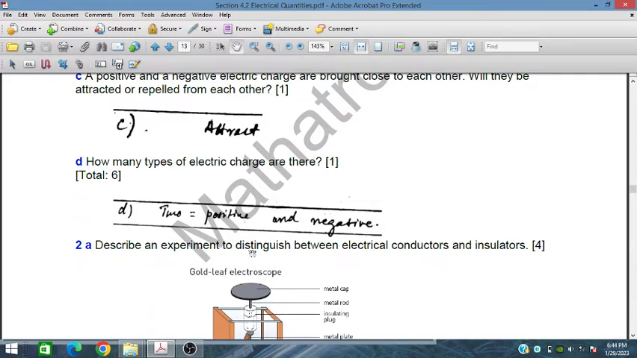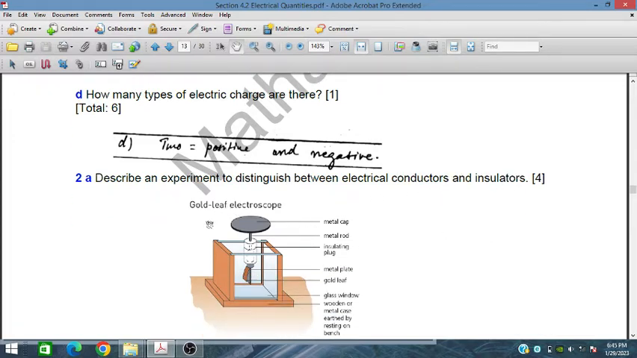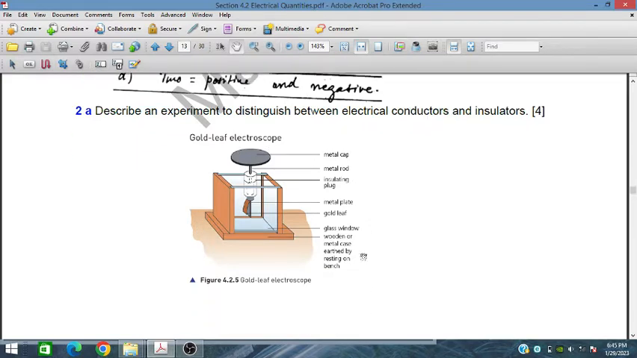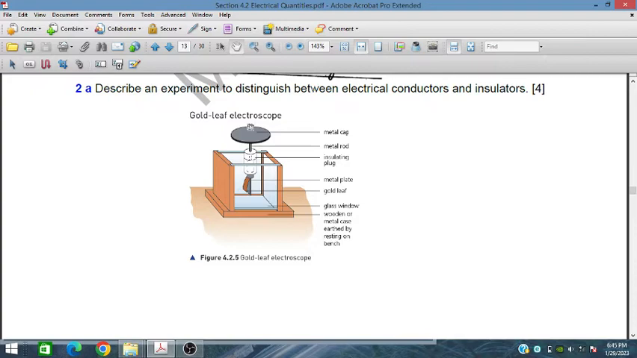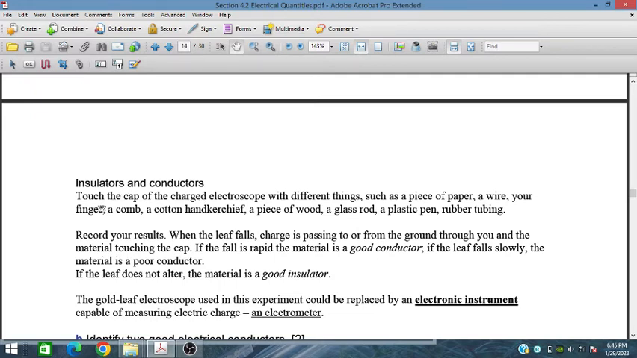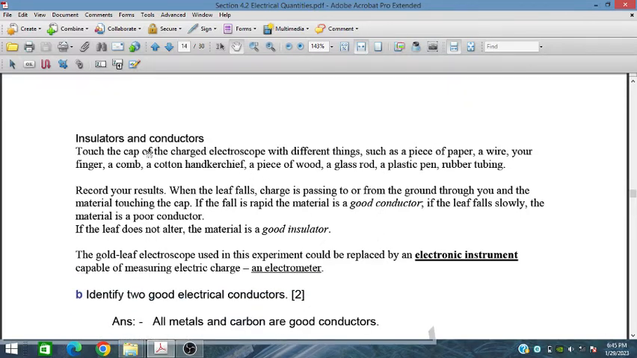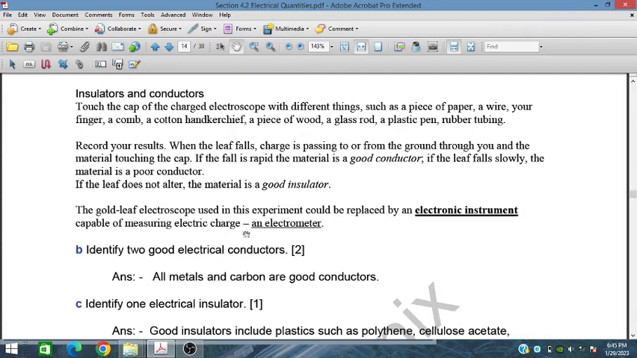Describe an experiment to distinguish between an electrical conductor and an insulator. For this purpose, a gold leaf electroscope type instrument could be used to test electrical conduction and insulation. Touch the cap of the electroscope with different things such as a piece of paper, wire, your finger, thumb and cotton kerchief. This is all the procedure that is written there, so we can learn it from the book.